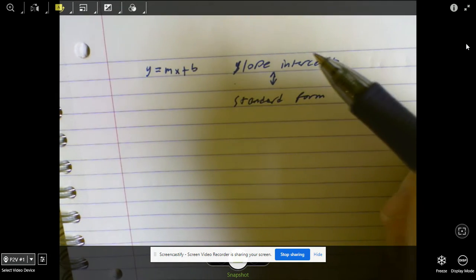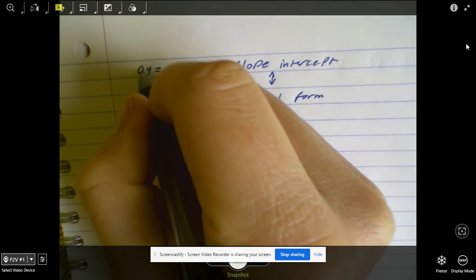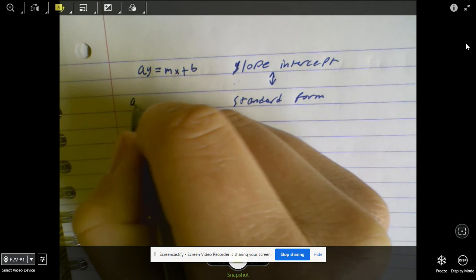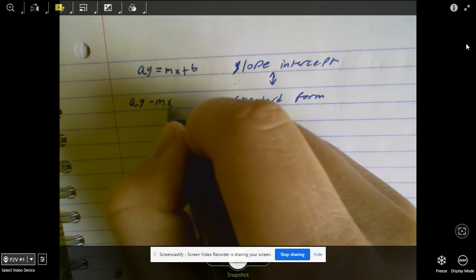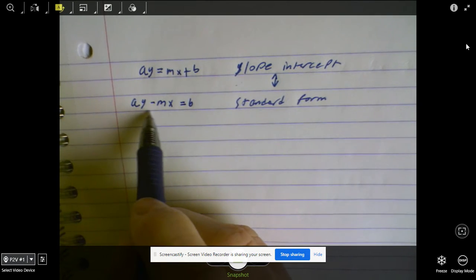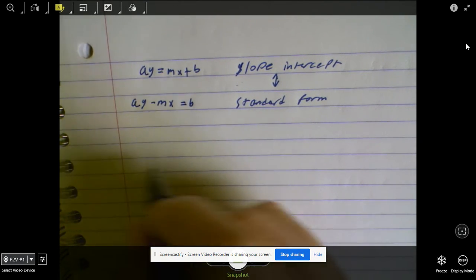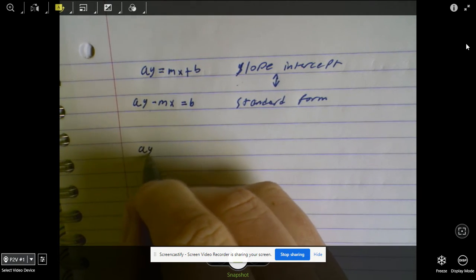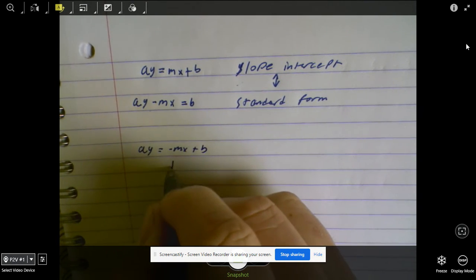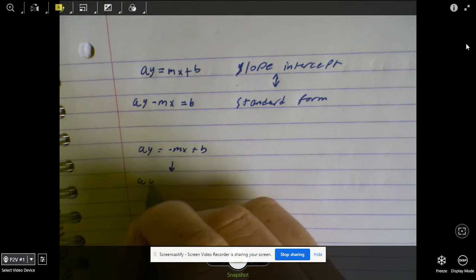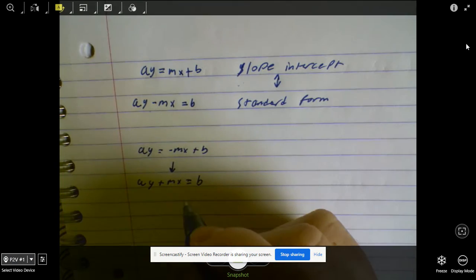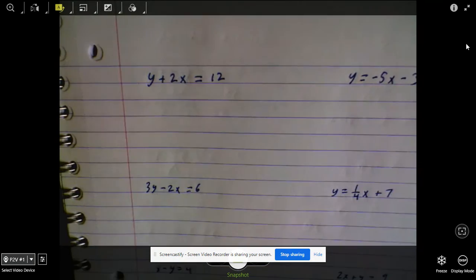So basically what we see is if we were to have, let's say, a coefficient of, let's say, 2 at the beginning, to make this work, all we have to do is bring across that information. So we want both our x and y on the same side, equal to a constant. So if we were to say ay equals negative mx plus b, so a negative slope, then to get it to standard form, it would be ay plus mx equals that b. Okay, those are the two things that we were going to talk about. All right, let's do some practice.